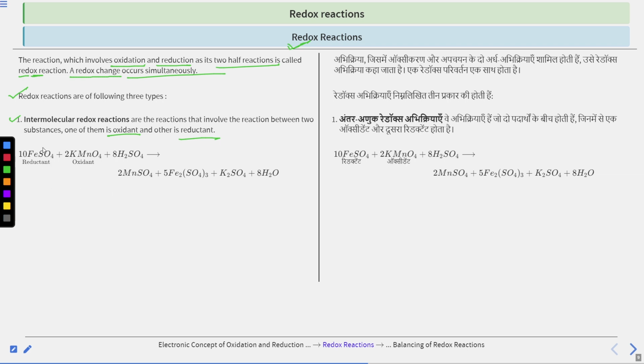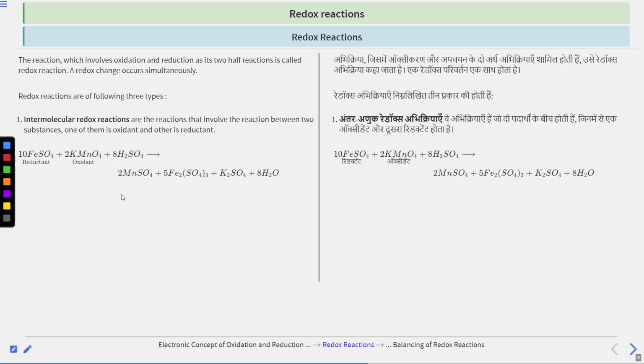An example is given like 10 FeSO4 + 2 KMnO4 + 8 H2SO4 gives us 2 MnSO4 + 5 Fe2(SO4)3 + K2SO4 + 8 H2O. This is an example of an intermolecular redox reaction in which one molecule is acting as a reductant and the other molecule is acting as an oxidant. That is the basic definition of intermolecular redox reaction.